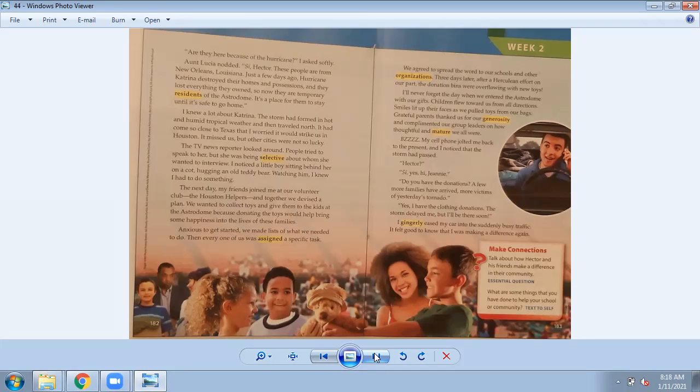We agreed to spread the word to our schools and other organizations. Remember, we said an organization is a group of people who come together for a specific purpose because they want to accomplish something. So these organizations are groups that want to help. 3 days later, after Herculean effort on our part, the donation bins were overflowing with new toys.